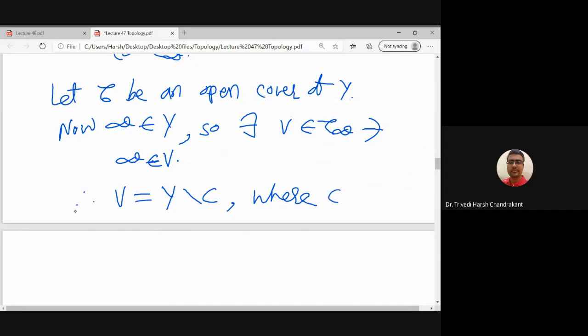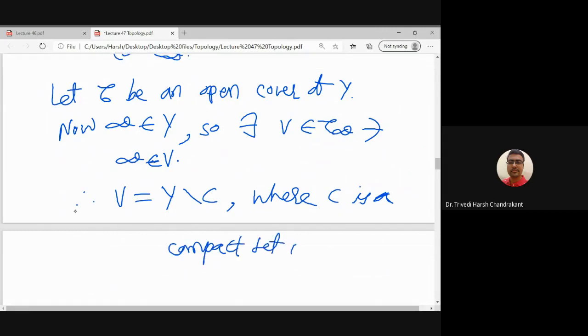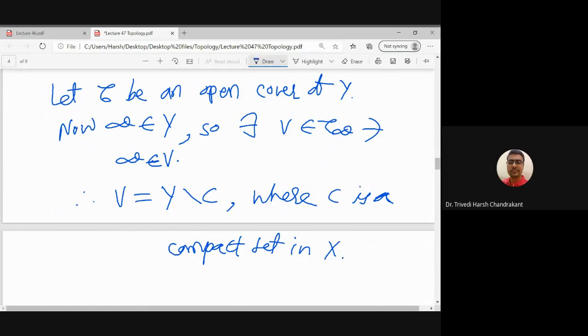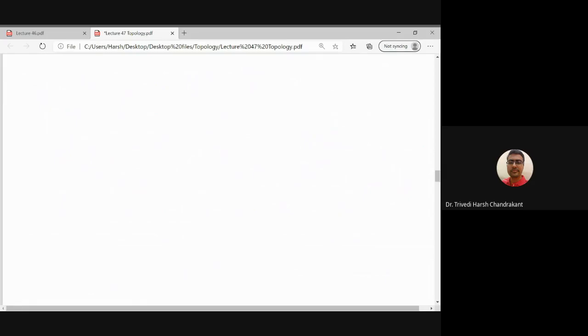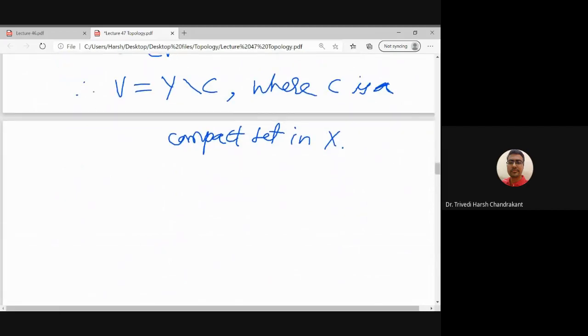So therefore V is of the form Y minus some compact set C in X, right? So this is what we get from this, that if V contains the point infinity, then the open set which contains this particular point is of this form, and so basically we have an open set which contains all points of Y minus C. So now we need the open sets which cover the points of C, because we want to cover Y by finitely many open sets.